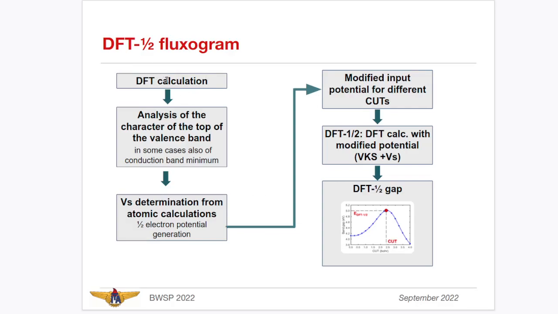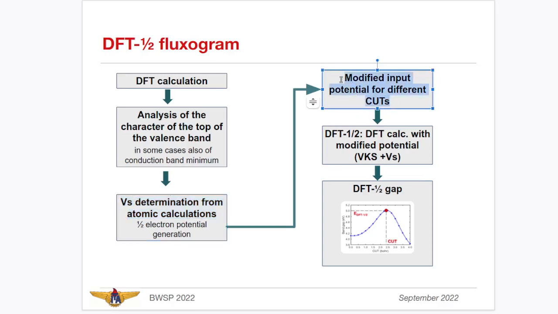I'm going to talk in a little bit more detail about each step. You start with the DFT calculations, and then you have to perform an analysis of the orbital character of the top of the valence band, and in some cases, especially for 2D systems, also of the conduction band minimum. And these features will be the basis of some atomic calculations, and the deviation of the constant potential of the atomic systems will be used to determine the self-energy correction that must be added to the constant potential.